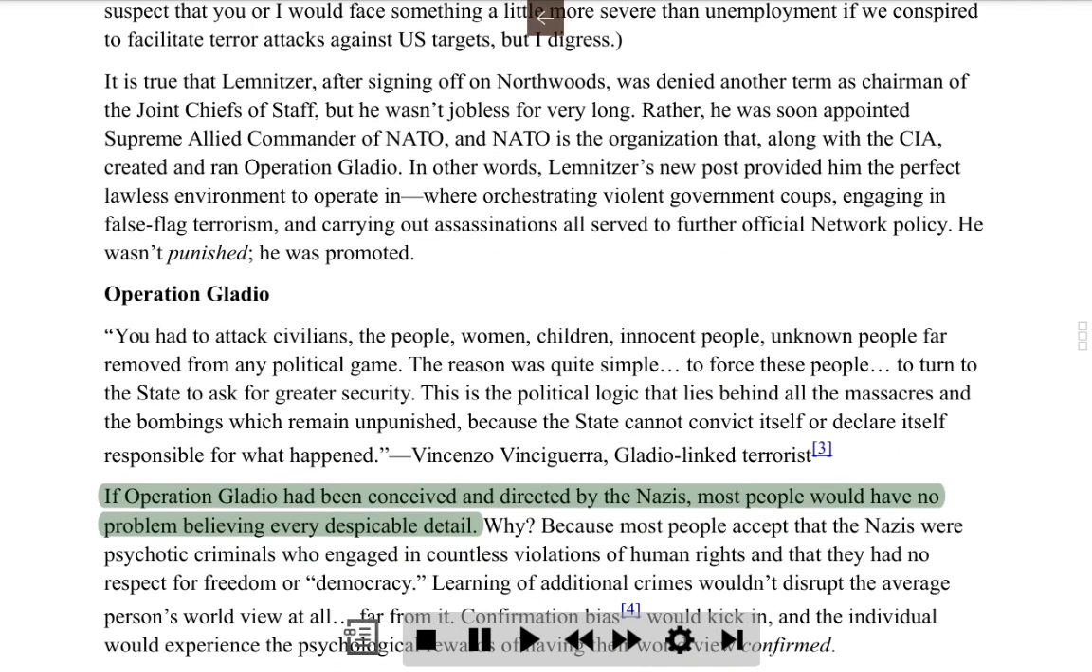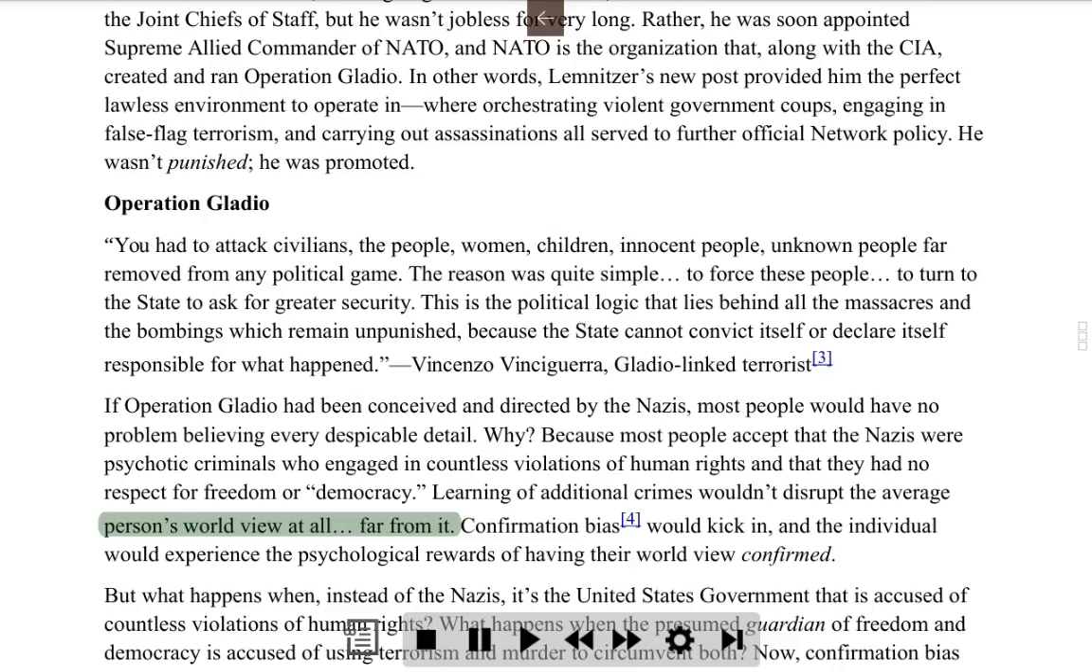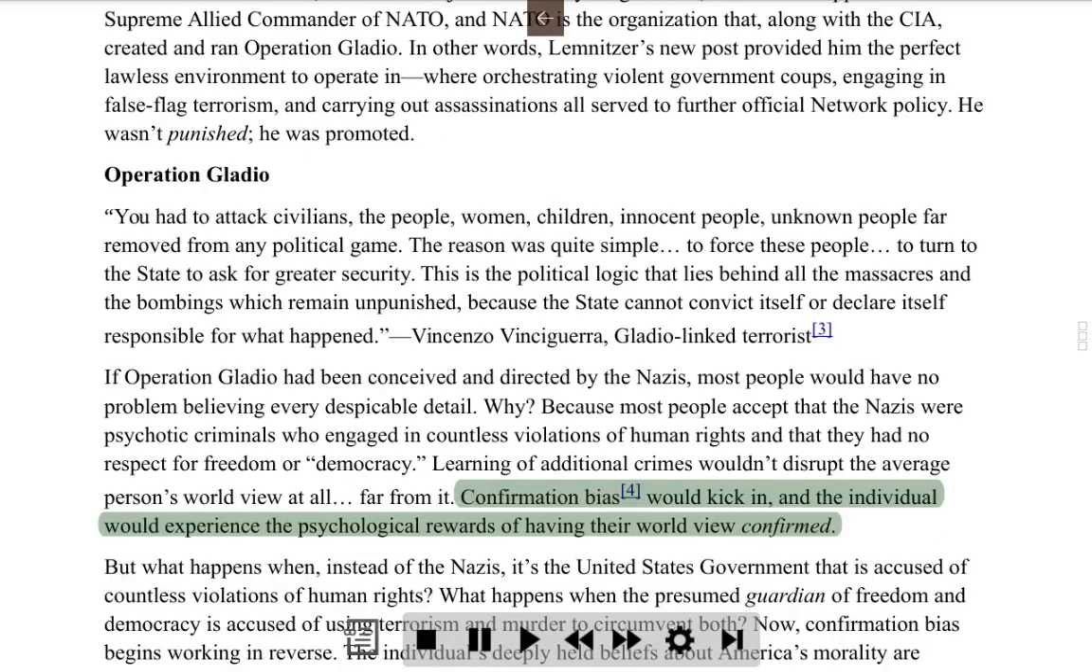If Operation Gladio had been conceived and directed by the Nazis, most people would have no problem believing every despicable detail. Why? Because most people accept that the Nazis were psychotic criminals who engaged in countless violations of human rights and that they had no respect for freedom or democracy. Learning of additional crimes wouldn't disrupt the average person's worldview at all. Far from it, confirmation bias, 4, would kick in. And the individual would experience the psychological rewards of having their worldview confirmed.